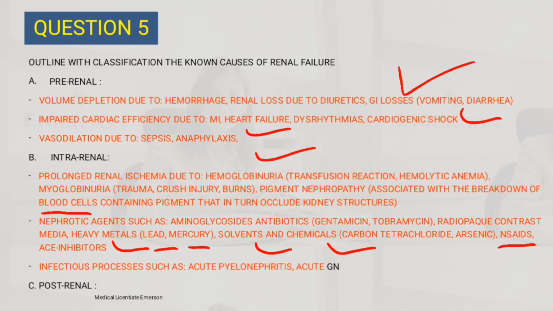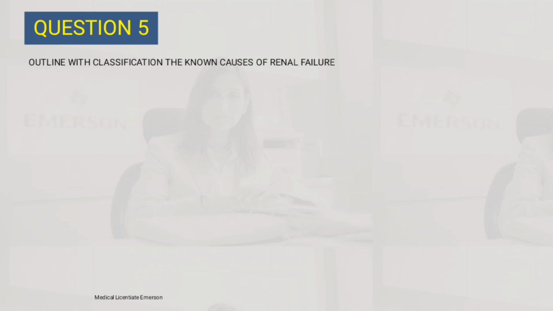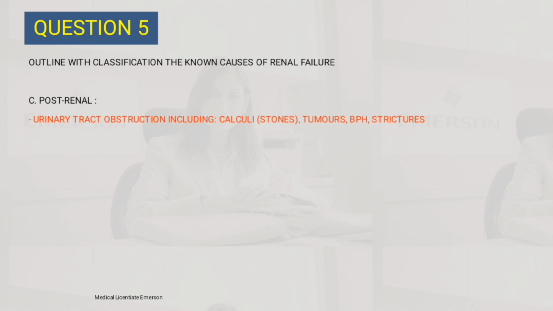So under post-renal causes of renal failure, you can have urinary tract obstruction, including calculi, which are just stones. You can have tumors, you can have BPH, you can have strictures. So these are some of the post-renal causes of renal failure.